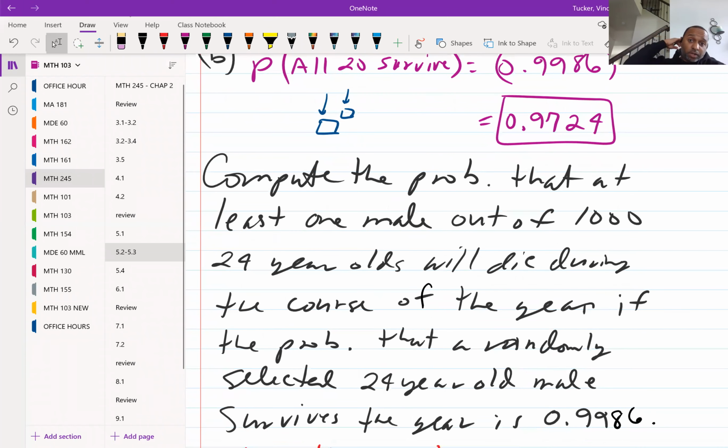Okay. So here, compute the probability that at least one male out of 1,000 24-year-olds will die during the course of the year if the probability that a randomly selected 24-year-old male survives the year is 0.9986. I'll give you a chance to write that up.